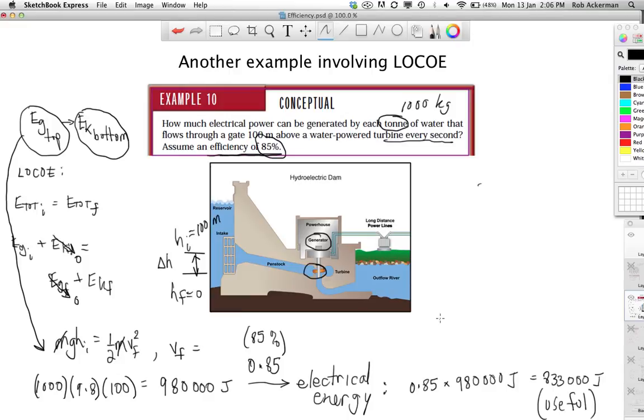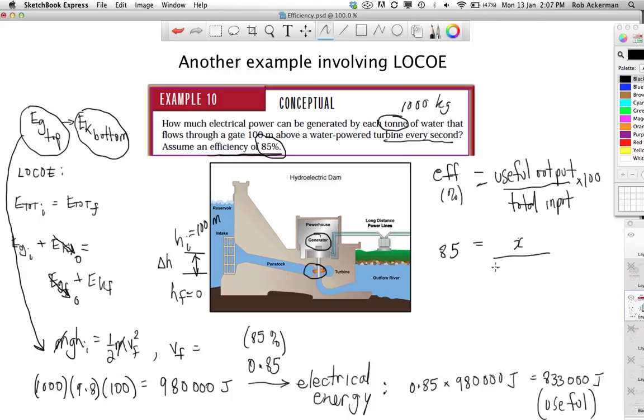How could you have done this using the formula with efficiency? Well, remember, we have efficiency as a percentage is equal to the useful output divided by the total input times 100. So what you could have done here was put in the number 85 for the percentage is equal to X, let's call it, divided by the total input. That was the total available energy in the beginning. And if you solve for X here, you're going to see that you get the same value down there.